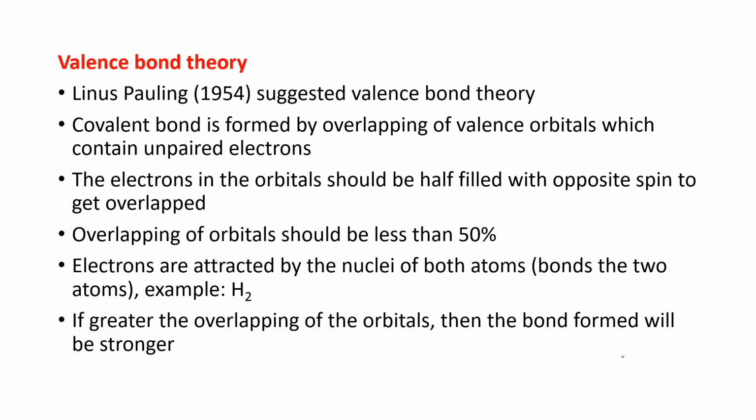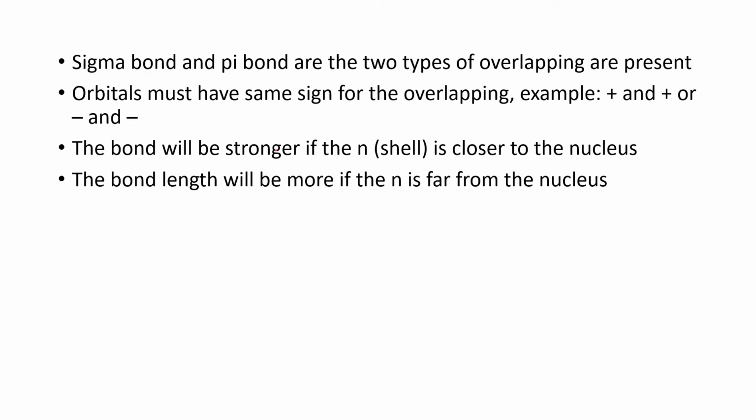Next is the sigma bond. There are two types of bonds, one is the sigma bond and the other is the pi bond. These are the two types of overlapping that are present. Orbitals must have the same sign for the overlapping, for example plus and plus, or minus and minus.